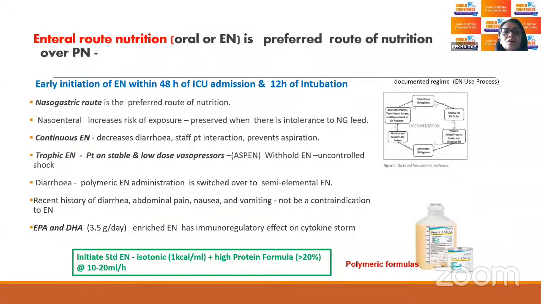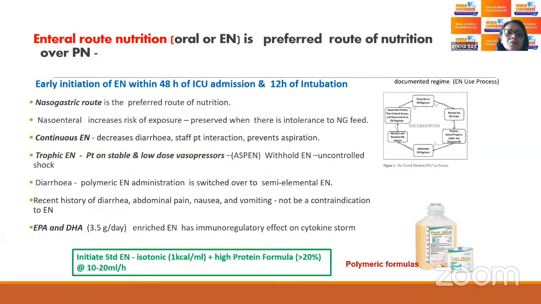Enteral nutrition is always a preferred route of nutrition. Early initiation of the enteral route is advocated within 48 hours. Some say within 24 to 36 hours of admission into ICU and 12 hours of intubation. The nasogastric route is preferred because the nasoenteral route increases the risk of exposure. Nasojejunal and nasoduodenal should be avoided, and if given, only when the patient is intolerant to the nasogastric route.